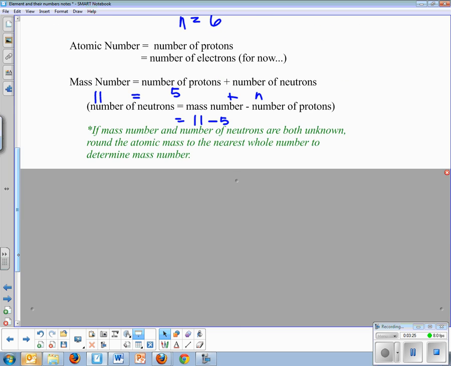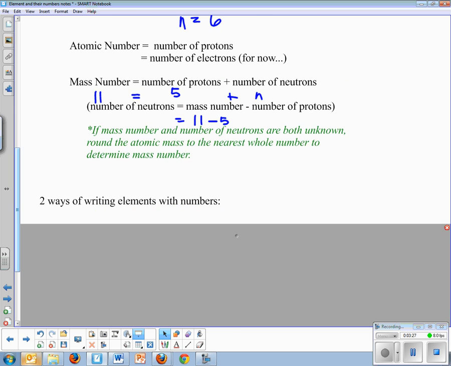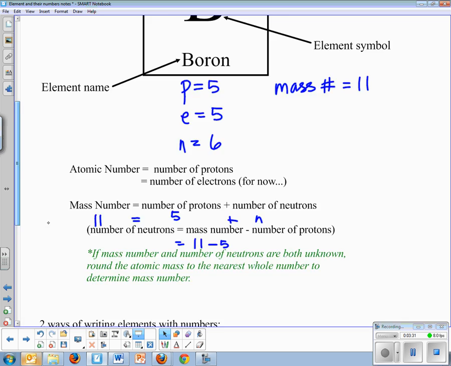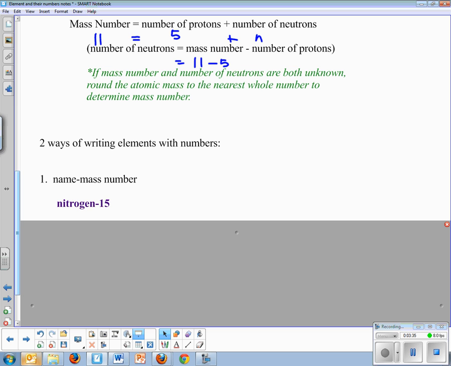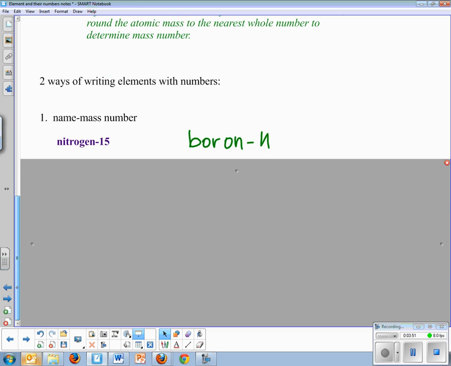So there's a couple ways to write element names or symbols with some of these numbers in them. One way is to write the name, hyphen, the mass number. So you could have something like nitrogen-15. We just have up there boron-11, the mass number. Another way to write it is what we call the nuclide symbol.